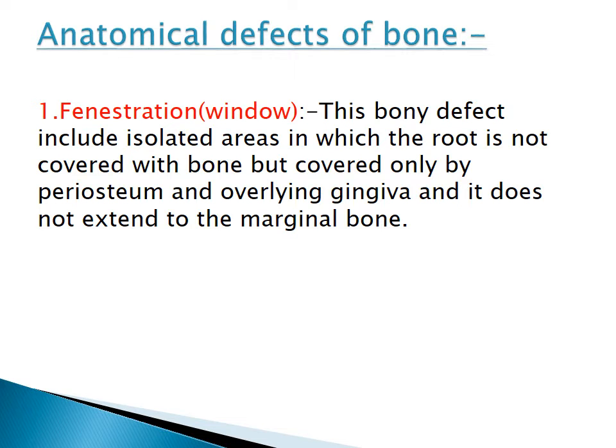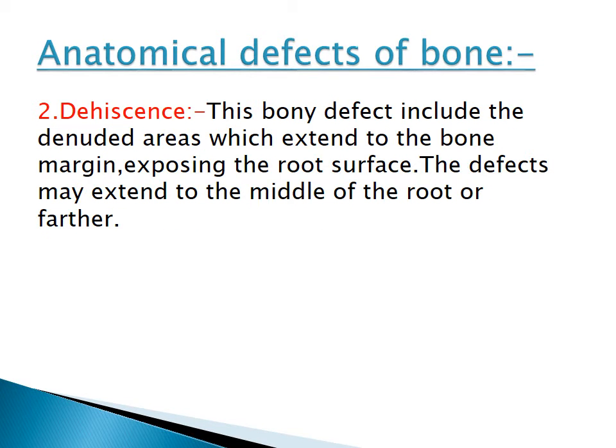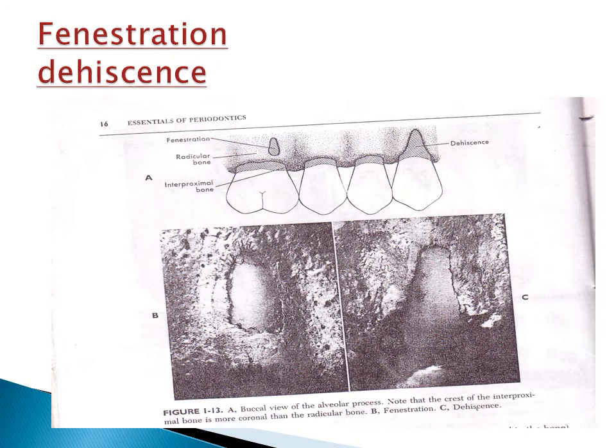Anatomical defects of bone. This topic is very important. First, fenestrations, which resemble a window. This bony defect includes isolated areas in which the root is not covered with bone but covered only by periosteum and overlying gingiva, and it does not extend to the marginal bone. The other type is dehiscence. This bony defect includes denuded areas which extend to the bone margin, exposing the root surface. The defect may extend to the middle of the root or further.